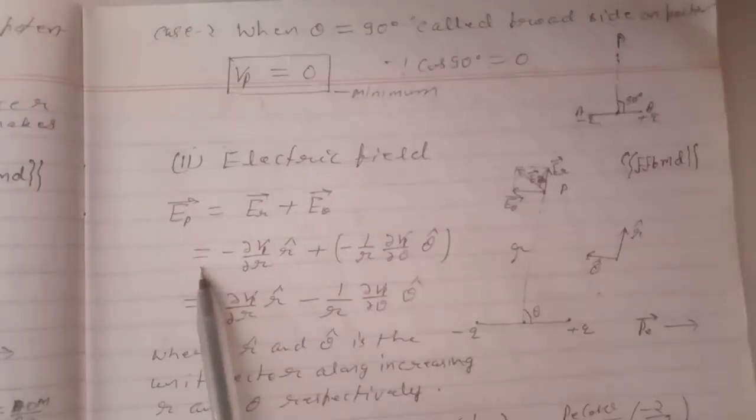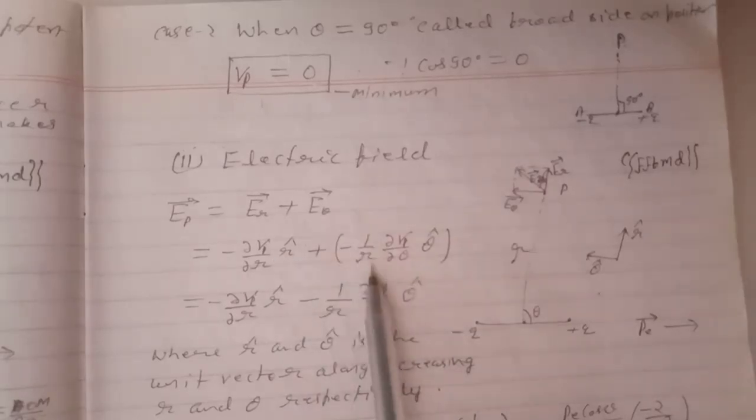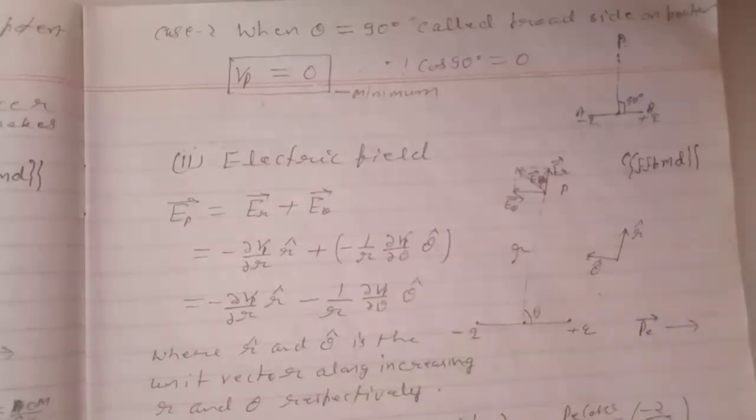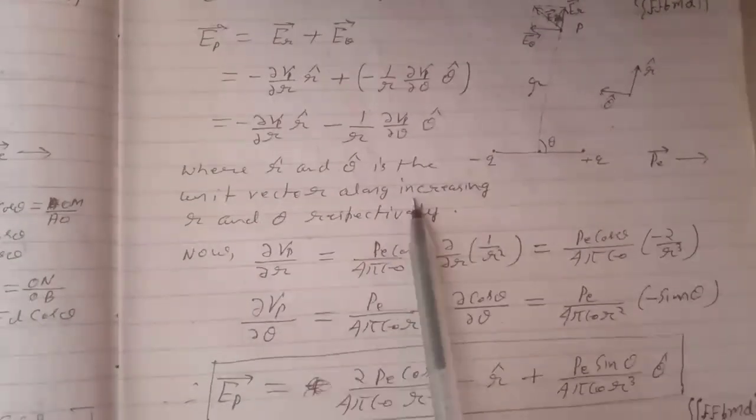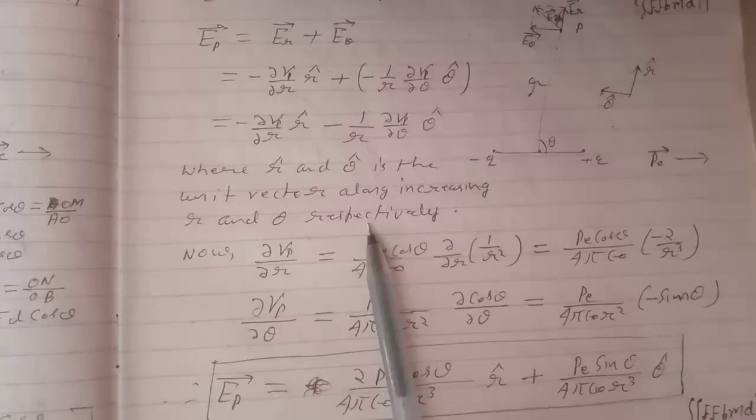Now we know that E_r is minus ∂V/∂r into r cap, plus E_θ is given by minus 1 by r ∂V_p/∂θ into θ cap, or equals minus ∂V_p/∂r into r cap minus 1 by r ∂V_p/∂θ into θ cap, where r cap and θ cap are the unit vectors along increasing r and θ respectively.